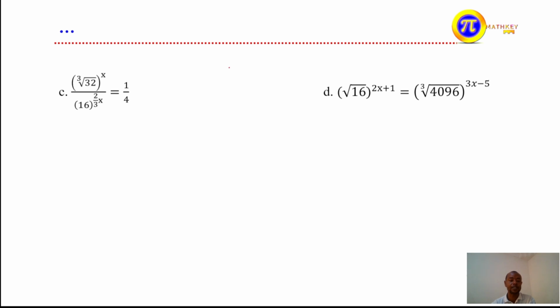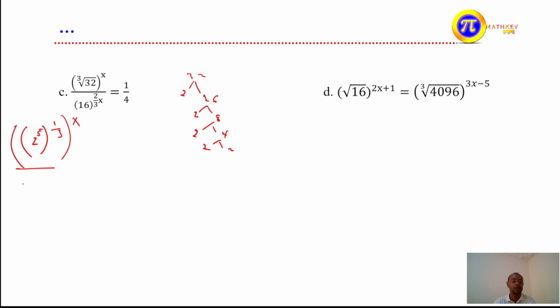Now let us consider the next example. It says the cube root of 32 to the power of x over 16 to the power of 2 over 3x is equal to 1 over 4. Similarly, we'll try to make the same base. Here we have the cube root of 32. We express 32 as 2 to the power of what? 32 divided by 2 is 16, divided by 2 is 8, divided by 2 is 4, and so on. So 32 is 2 to the power of 5. The cube root means 1 over 3, the whole to the power of x.